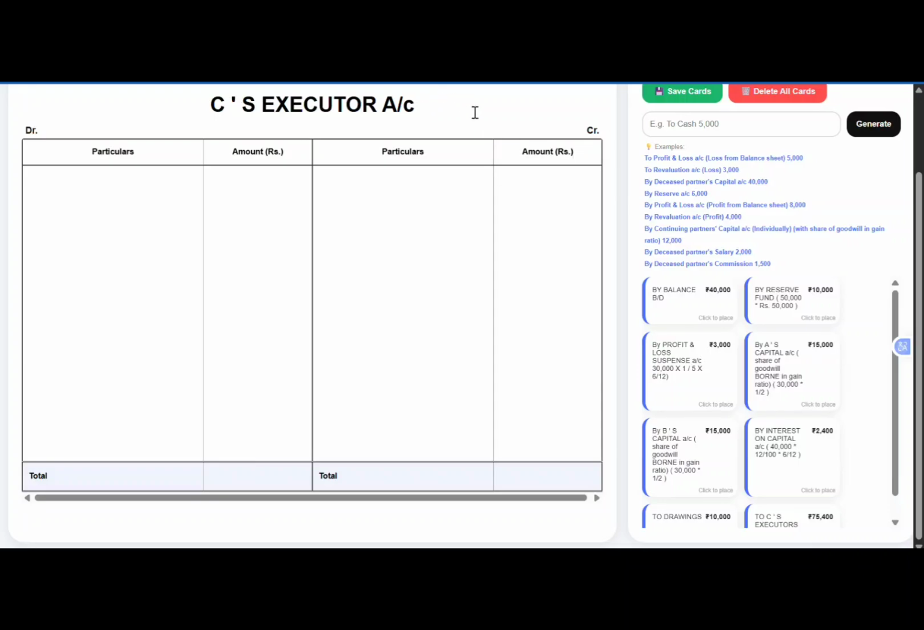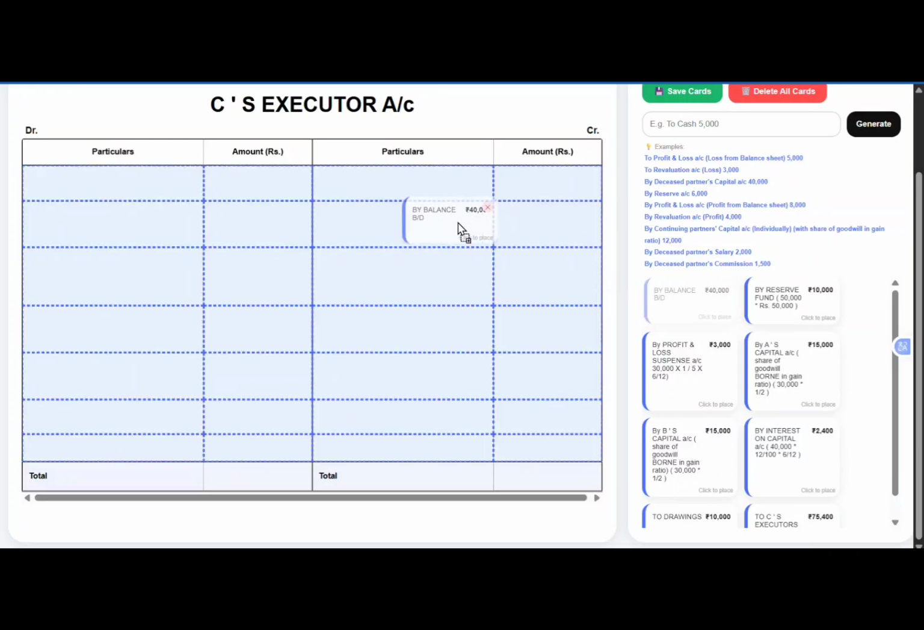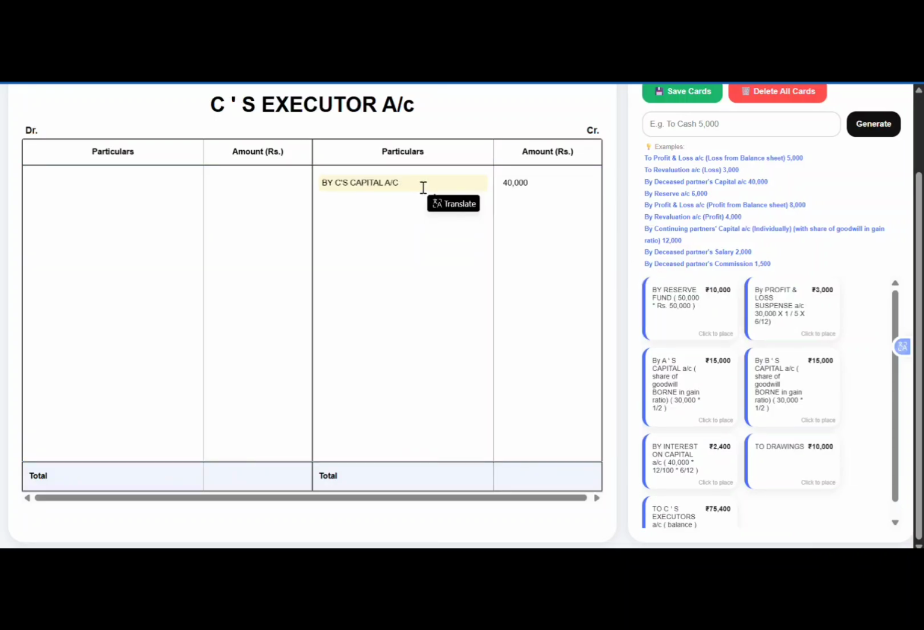So therefore, first we have to bring down C's capital account. So it will be C's capital account and not the balance brought down. So it is the executor who is going to prepare the account on behalf of C. So C's capital is 40,000, that is brought down on the credit side of the executor's account.